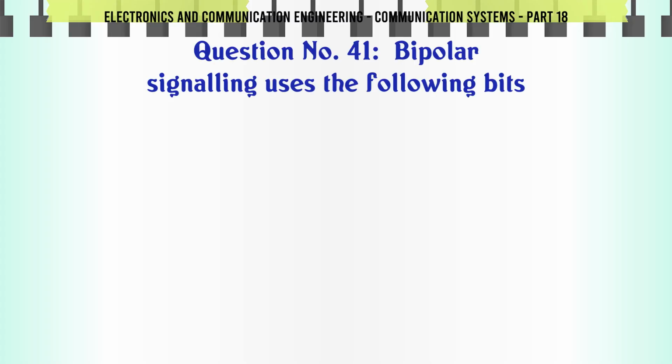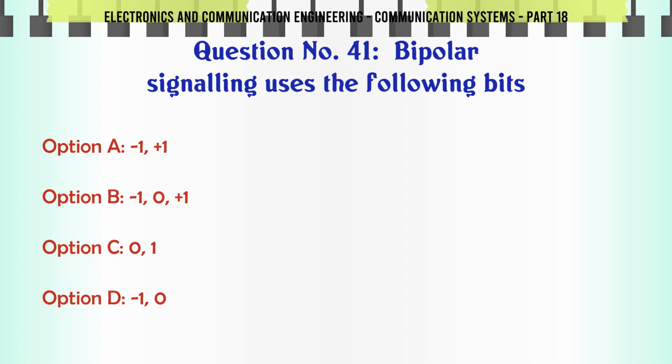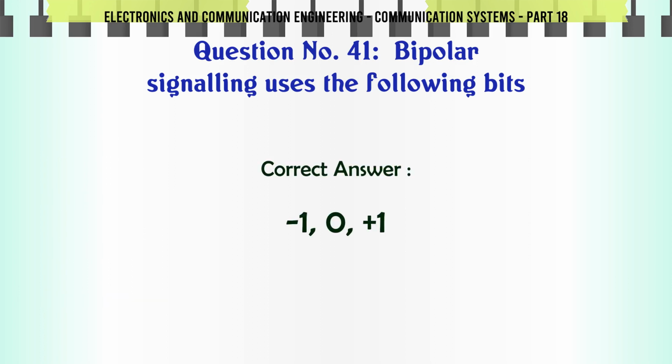Bipolar signaling uses the following bits: A. 11, B. 101, C. 01, D. 10. The correct answer is 101.